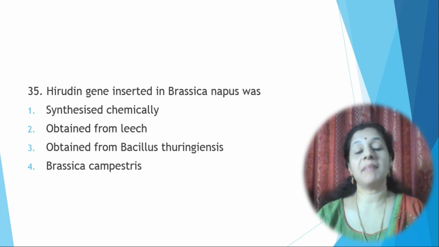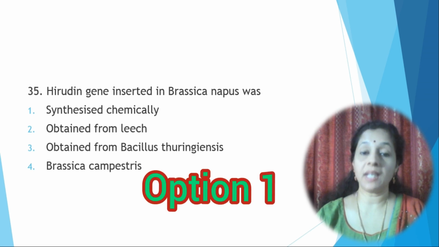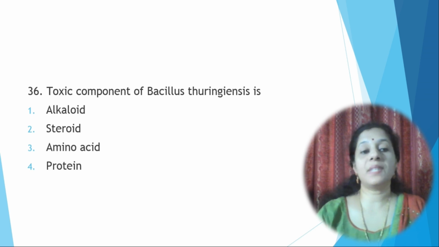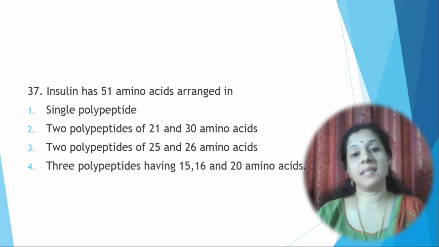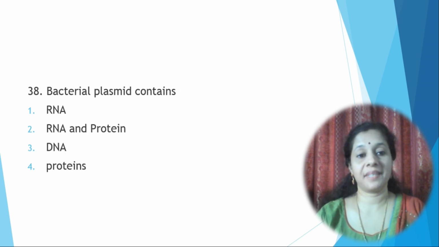Hirudin gene inserted in Brassica napus was. Hirudin is actually an anticoagulant of blood. So we introduced the gene into rapeseed and we extracted hirudin from that. The toxic component of Bacillus thuringiensis is protein, because we know that the Cry protein is the toxic component. Option 4. Insulin has 51 amino acids arranged in 2 polypeptides, A chain and B chain. A chain has 21 amino acids and B chain has 30. So option 2 is the correct answer.